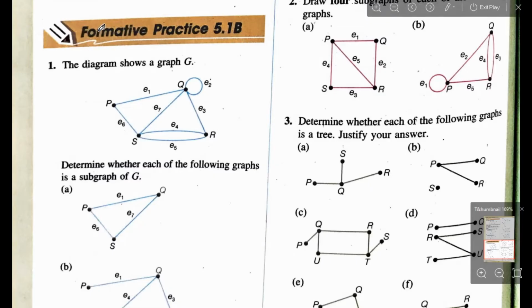Today we're going to discuss this Formative Practice 5.1b. Okay, so you need to copy down all the exercise here. Question 1. The diagram shows the graph G. Okay, so this is a graph. Determine whether each of the following graph is a subgraph of G.